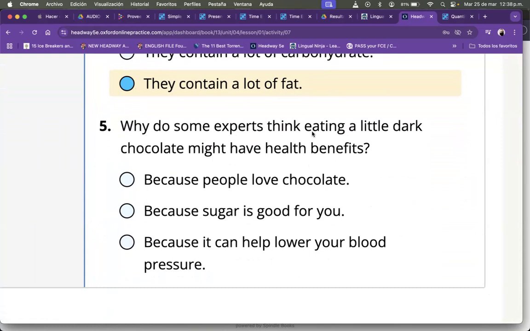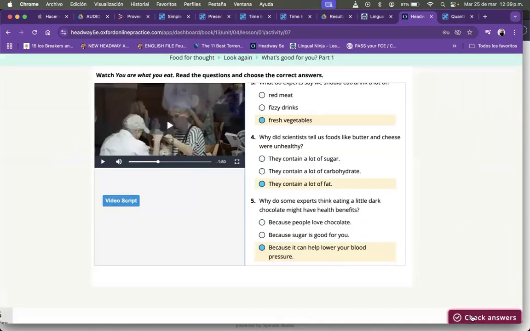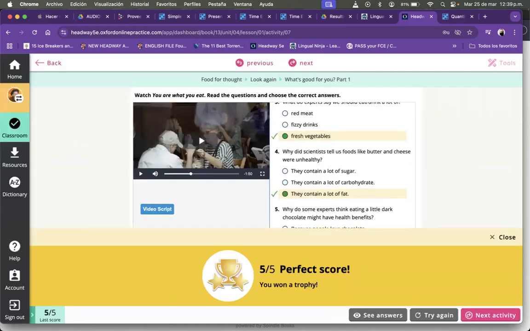Because people love chocolate. Bueno, are you sure? But it's no. Some experts think it can help lower your blood pressure. Yeah. Yes. Yes, of course. Yes. Let's see if you were correct. All correct. Yes, perfect.